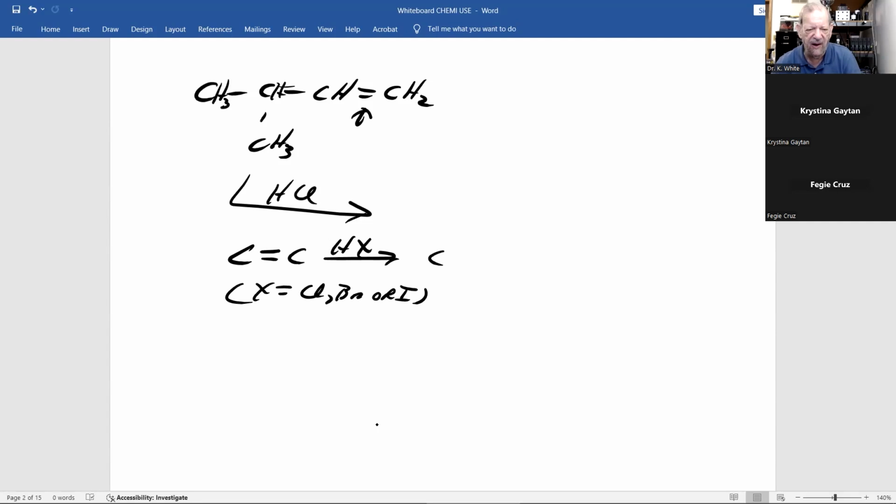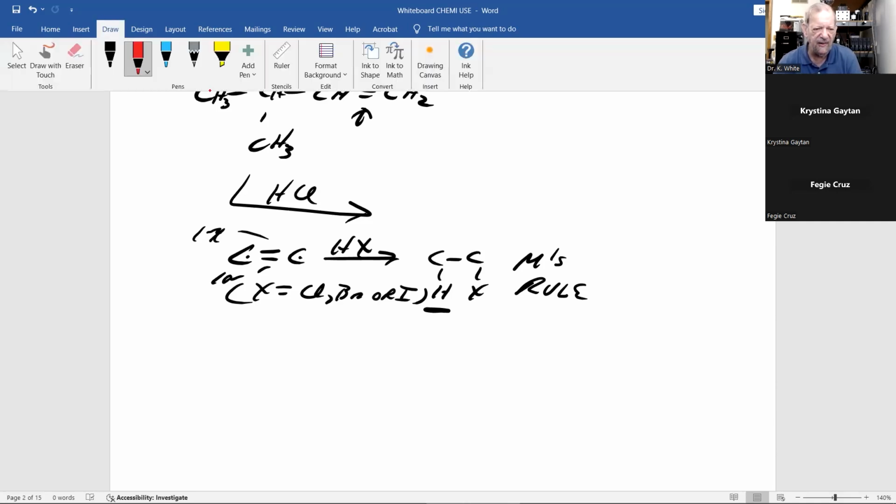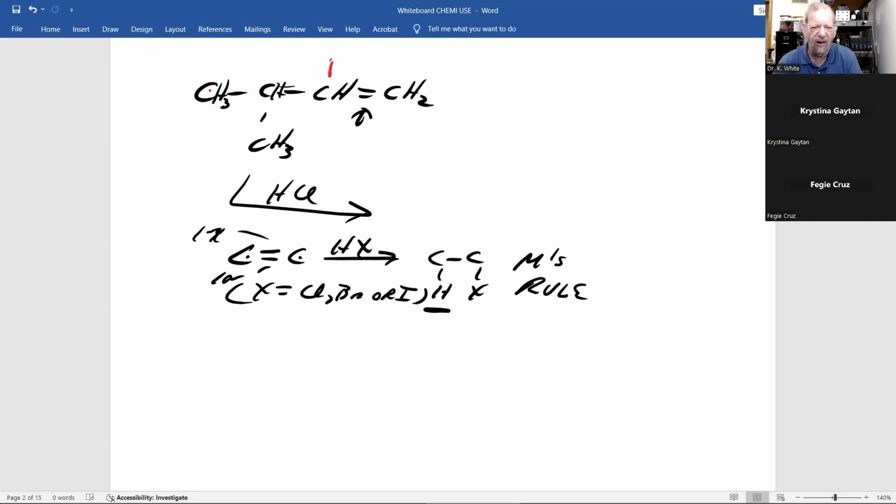And you break the pi bond. Remember, there's 1 pi bond and 1 sigma bond. You don't break sigma or single bonds. And 1 carbon of the double bond gets the H, the other gets the X, and it follows Markovnikov's rule. The carbon with the most hydrogens of the double bond carbons gets the hydrogen, the other gets the halogen. Well, if we look up here, this has 1 hydrogen, this has 2. And which is the larger number? And time's up. Hopefully you pick 2.